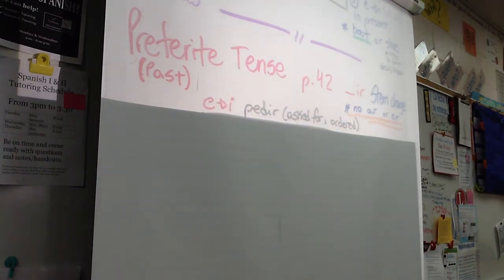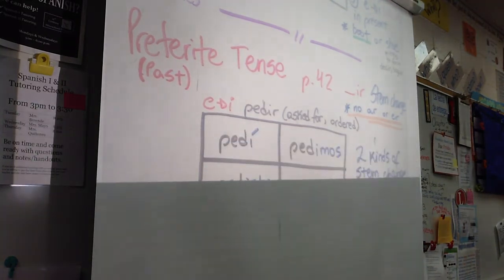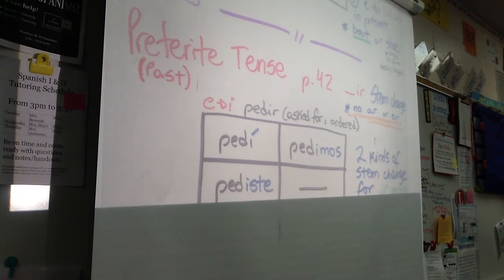If you look on page 42 in your book, and if you look on your chart, it's also an E to I change. Pedir still means to ask for or order. But if you conjugate it in the preter or past tense and use those endings, then it will be asked for or ordered. Top 3 conjugations are regular conjugations. Pedí, pediste, pedimos. No big deal. We know how to do that. We know how to use the preterite tense endings.